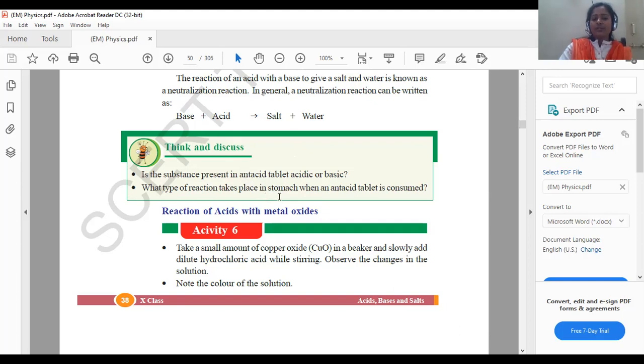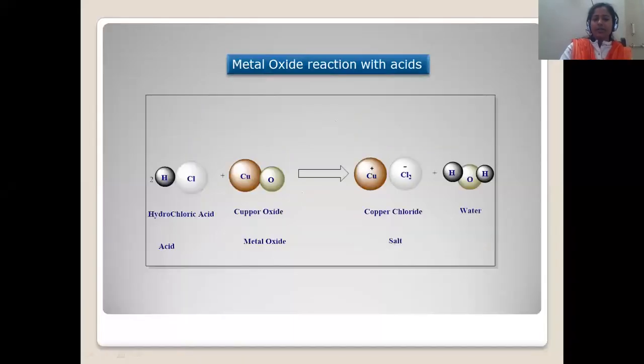What type of reaction takes place in the stomach when an antacid tablet is consumed? Antacid neutralizes the acid released in the stomach, hence it is a neutralization reaction. Now let us discuss the next reaction, the reaction of acid with metal oxide. How is the reaction between metal oxide and acid possible? Let us discuss. Okay, so the neutralization reaction is completed.